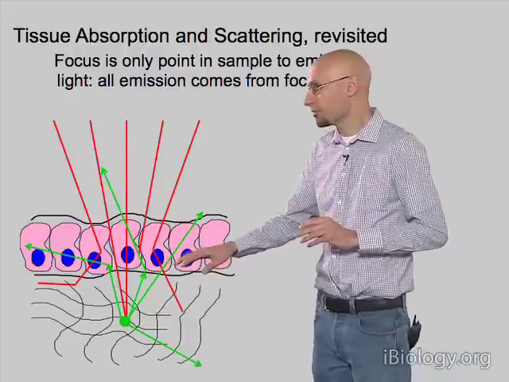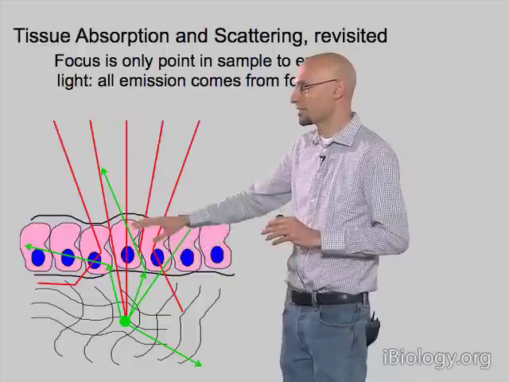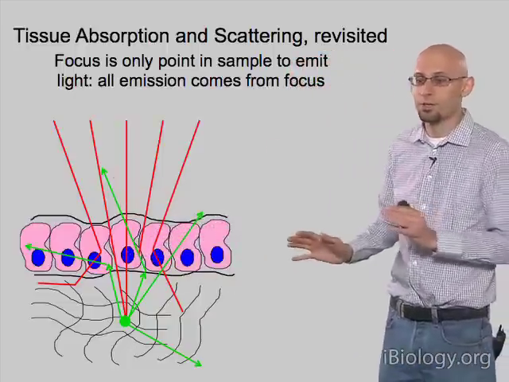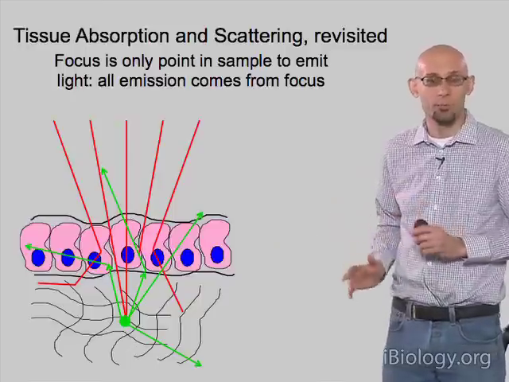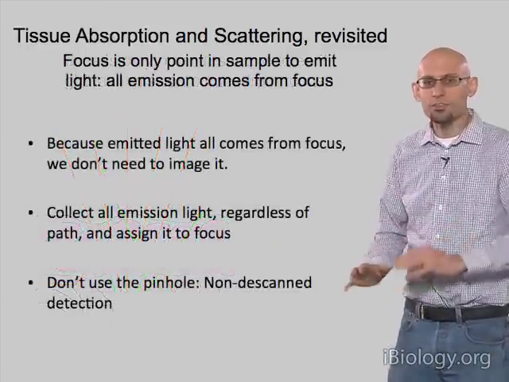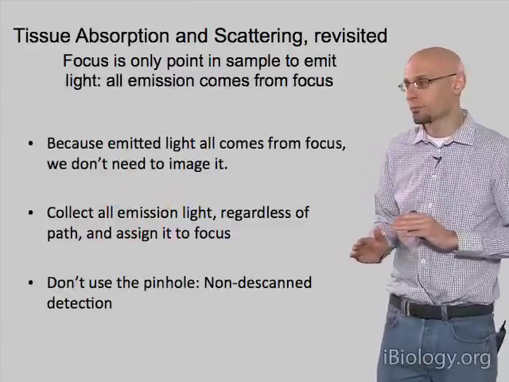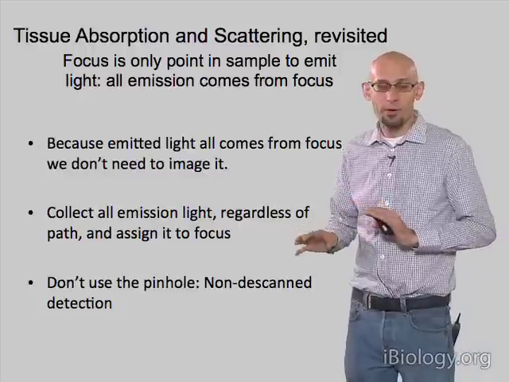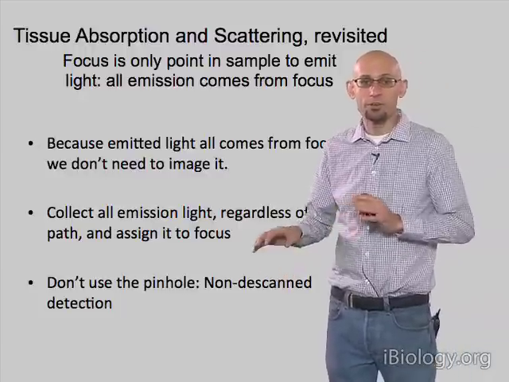The fact that this one comes out straight, but every other beam is bouncing off of stuff in the tissue and coming out at strange angles, doesn't matter because we don't need to image them. We just need to collect it and record how bright it was. And so this is the real strength of two-photon microscopy and what makes it so useful: we can eliminate the pinhole from our optics, and we don't need to image anymore.